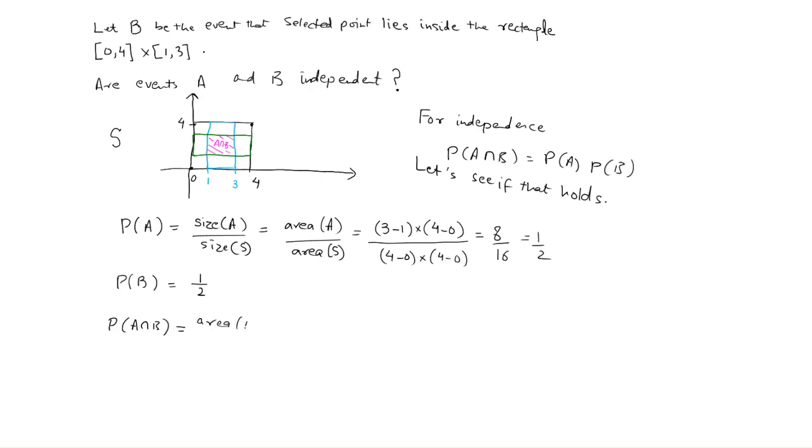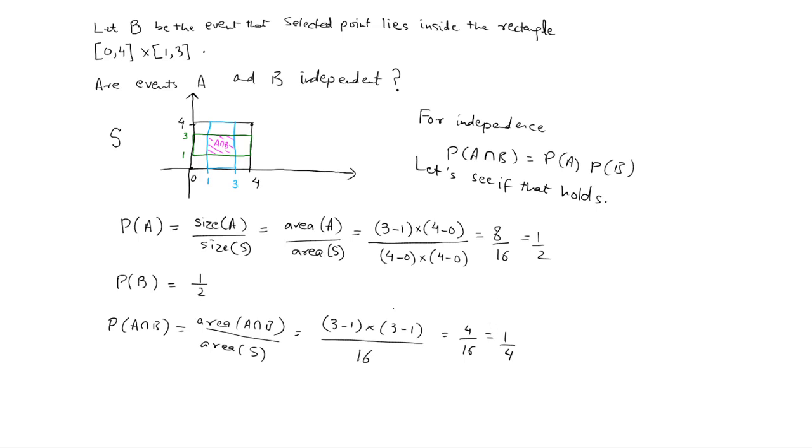That's equal to area of A intersection B divided by area of the sample space. And what is the area of A intersection B? Anyone? So 4. 3 minus 1 into 3 minus 1. Absolutely. So the x range is from 1 till 3. The y range is also from 1 till 3. So the width and the height is 2. The area of the sample space is 16. So that's 2 into 2, 4 by 16, which is equal to 1 by 4.